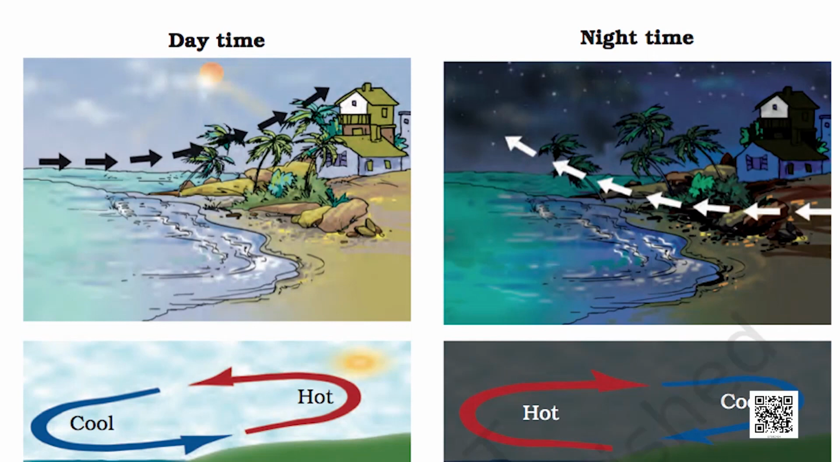This coming of air from the sea to the land is known as the sea breeze. And in the night, the process gets reversed. Kindly refer to the figure. At night, the water cools down more slowly than the land. So the cool air from the land moves towards the sea. This is known as land breeze.